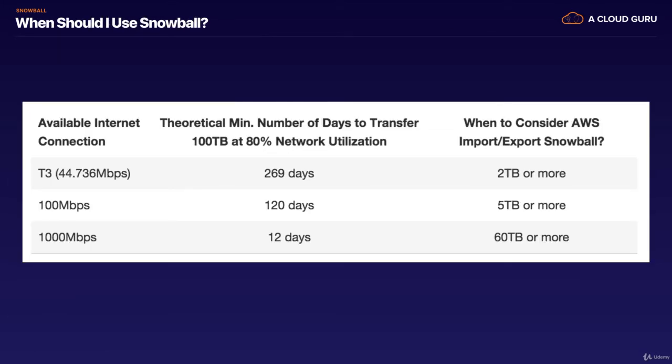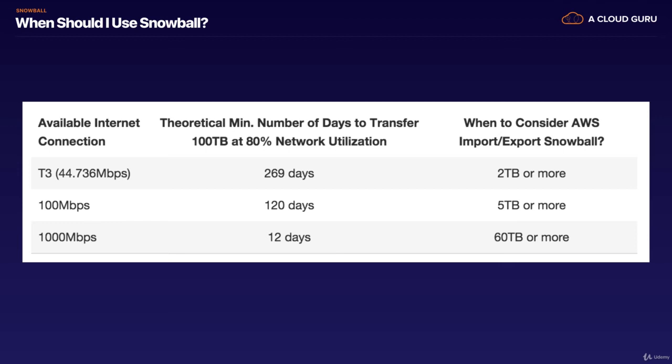So this is when you should use a Snowball. We're looking at different available internet connections here. We've got a T3, which is 44.736 megabits per second, we've got 100 megabits per second, and then 1,000 megabits per second. If we were pushing 100 terabytes at those different speeds, you can see how long it's going to take: 269 days, or 120 days, or 12 days.